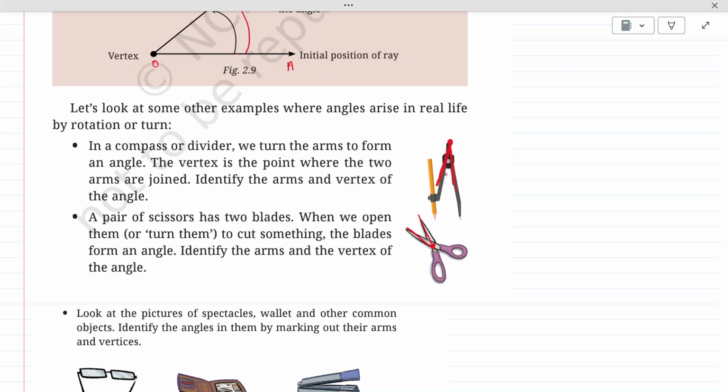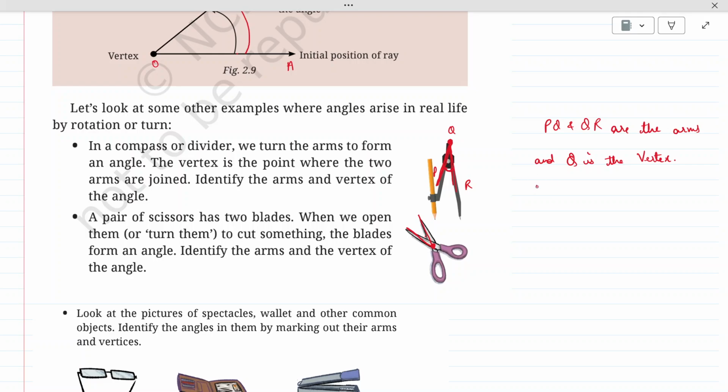I am naming it as P, Q, R. So here PQ and QR are the arms. They are the arms and Q is the vertex. Q is the vertex here. Also, we can find out the angle. Let's go through it. This is the angle.